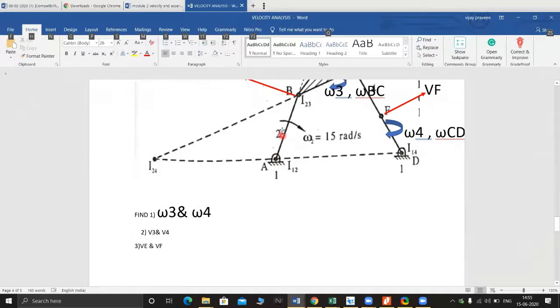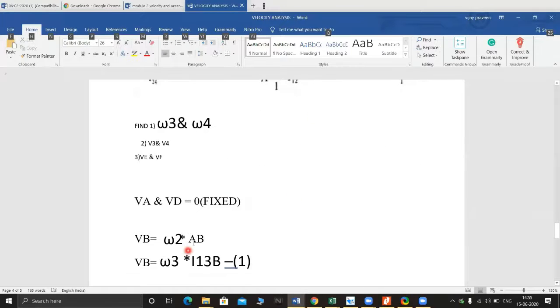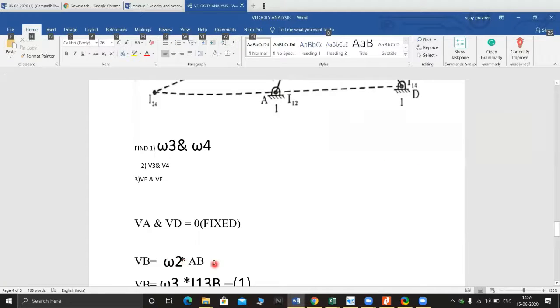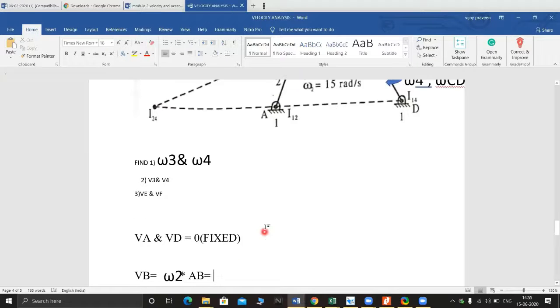What is given? Given is omega 2. Therefore, if you know omega 2, I can find VB, right? When you consider the point B with respect to link number 2, VB is equal to omega 2 into AB. So how much is omega 2 given?